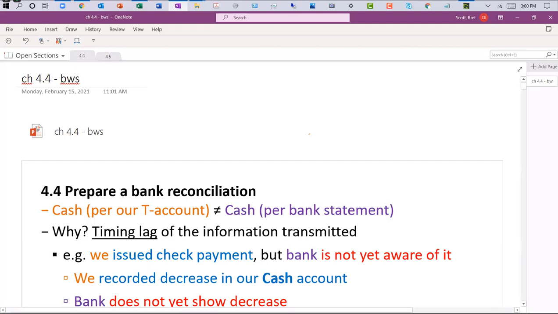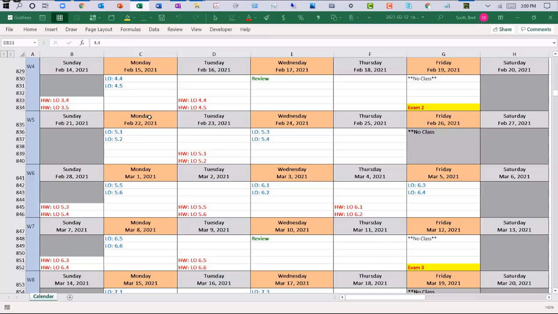A couple things that we want to talk about first, in particular, the schedules. Today we're going to talk about 4.4 and 4.5. We should be able to get through all of that today. Just realize that the homework 4.4 and 4.5 is due tomorrow. 4.4 will take you some time. That bank reconciliation tends to be a little bit tricky for some people when they go through that.